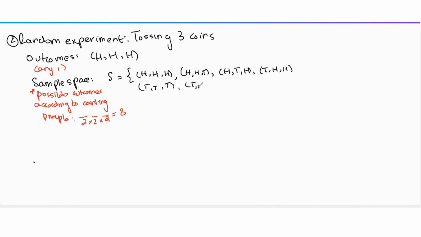Then we can have a tail, then head, tail. So these are all the possible outcomes that we can have. Then you can have first two tails and then a head. And then you can have head, tail, tail, right? So this is the sample space. The sample space is a set of all possible outcomes.